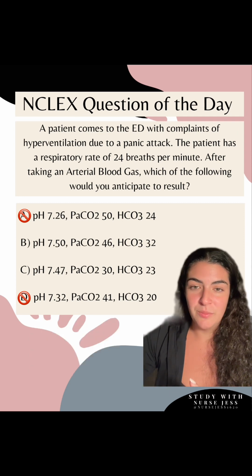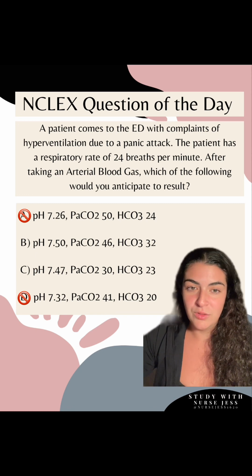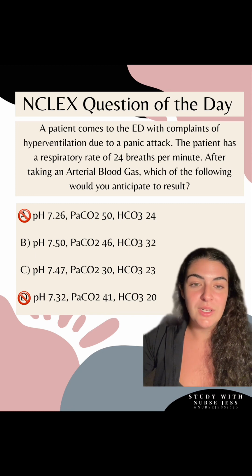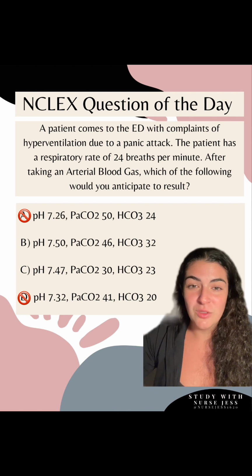Now let's look at option B. So my pH is 7.50, which is high, indicating that we are in alkalosis. My PaCO2 is 46. Normal range is 35 to 45. This is also high, so it is not opposite to my pH, rather it is equal to my pH. So I know that this patient isn't in respiratory alkalosis.